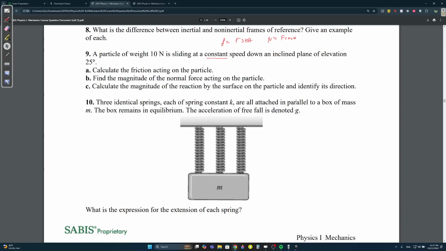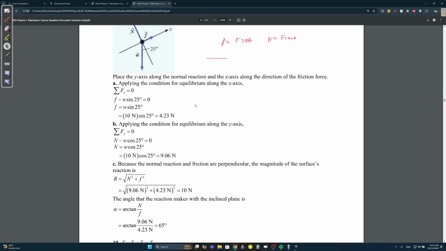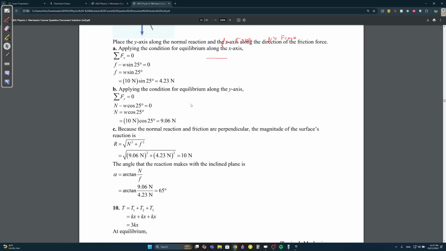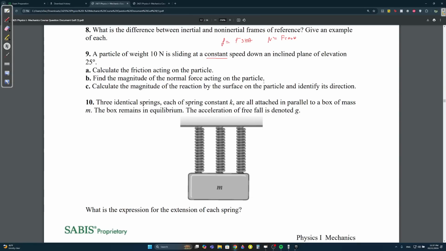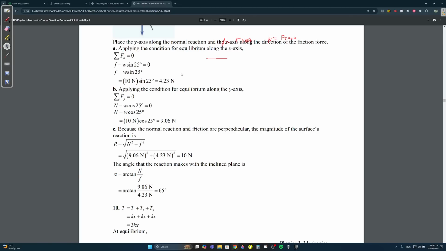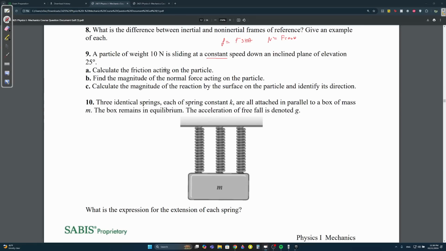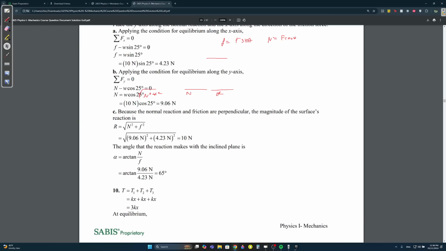What are they saying in part C? Calculate the magnitude of the reaction and identify its direction. I think when they say reaction by the surface, you have two reactions by the surface. The reaction to the weight is what we call the normal reaction, the normal push. And the reaction to the motion is the friction. So the magnitude of the reaction means we want the radical of N squared plus F squared. So you just take the answers from part A and B and find the square.